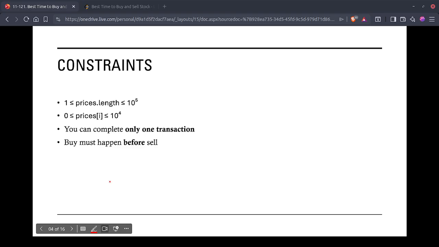So let's look at the constraints. The array can go up to 1 lakh elements. This is very important because it tells us a slow solution will not work. So whatever logic we write, it must be efficient.